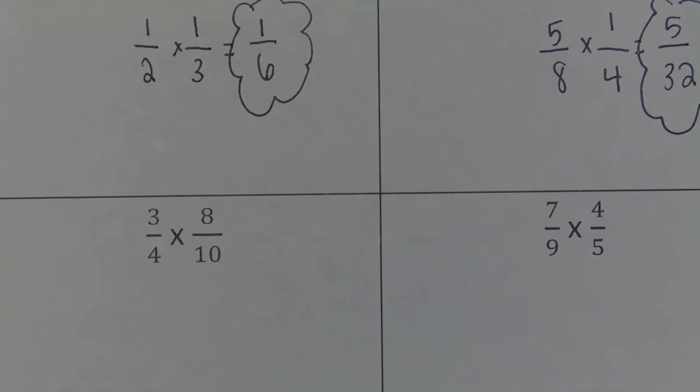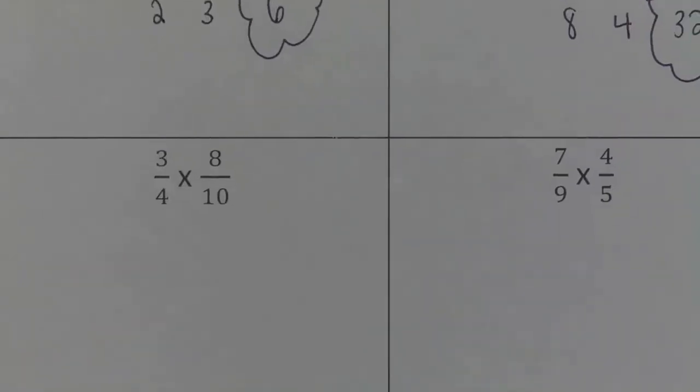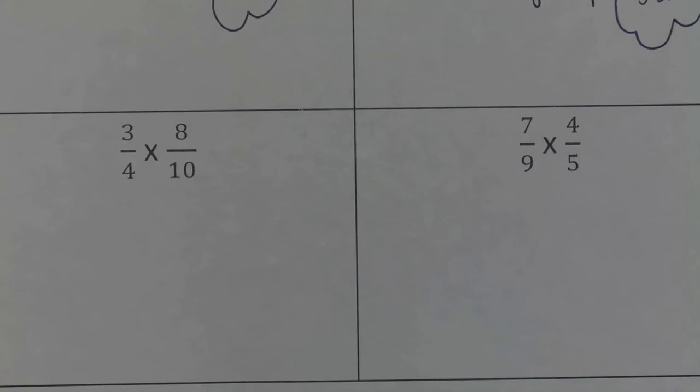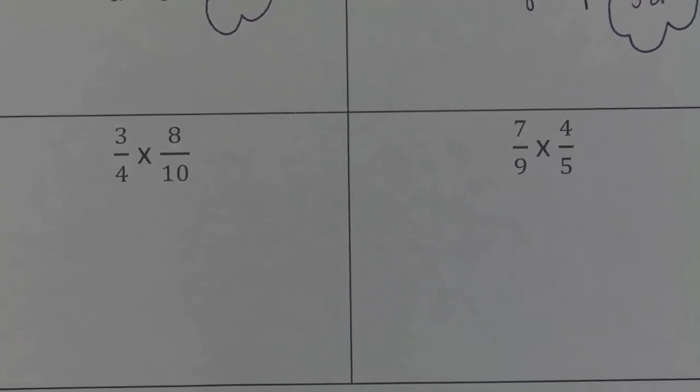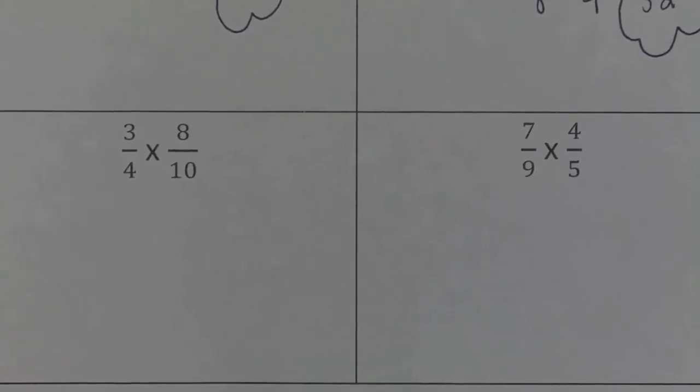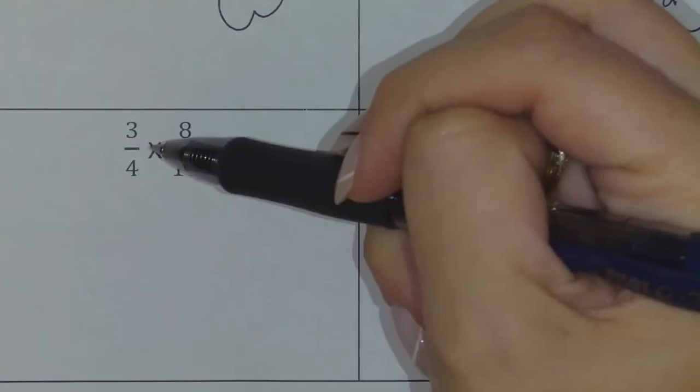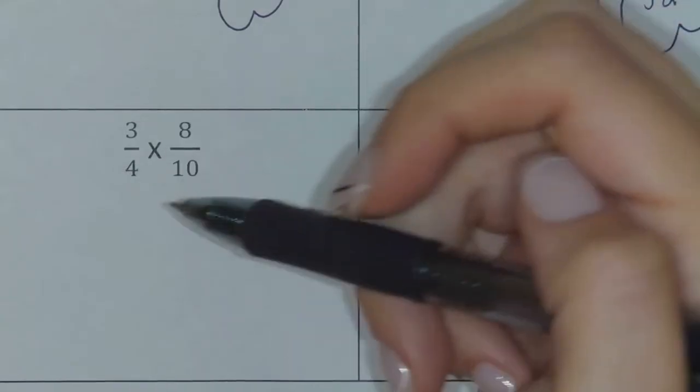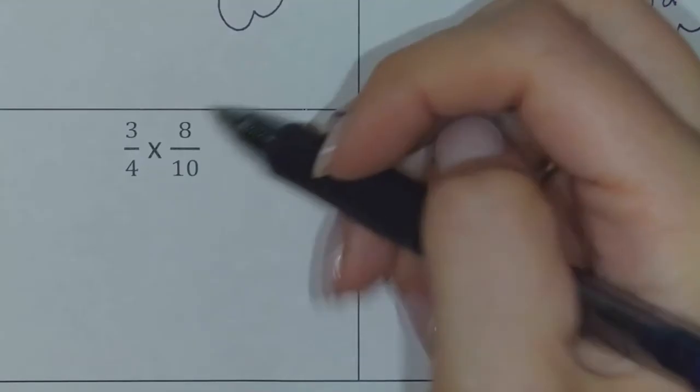Okay, for the next two, I want you guys to also try these with the people sitting at your table. So please pause the video, give students about 4 minutes to try these two together, and then we will check. So again, I'm going to cross simplify. As long as you get the same answer as me, I am okay if you do not.